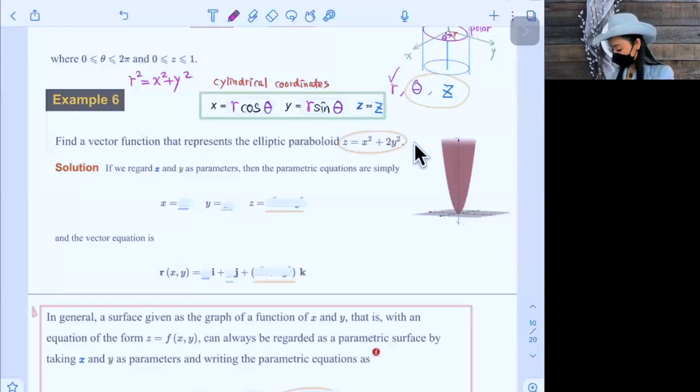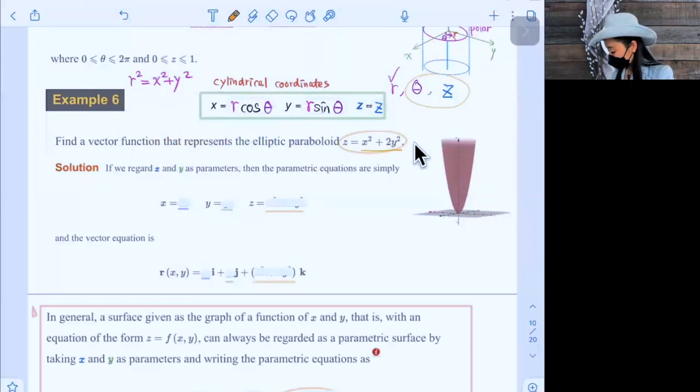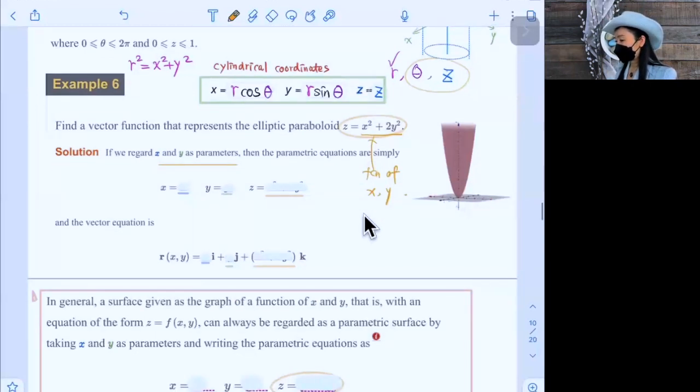So here you see that z is a function of x and y. So actually, you want to pick the two parameters as x and y. So u and v, you're going to pick x and y as the parameters. Then you can write the parametric equations. So what are the parametric equations then?